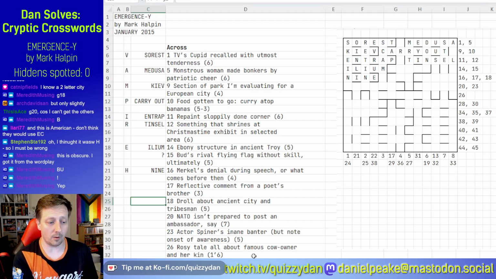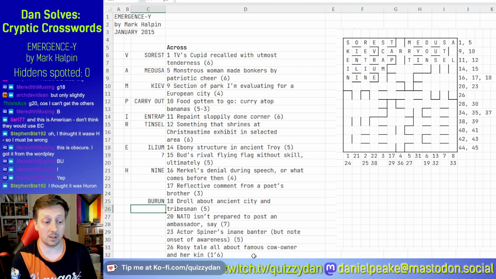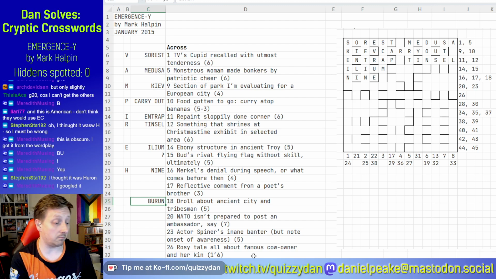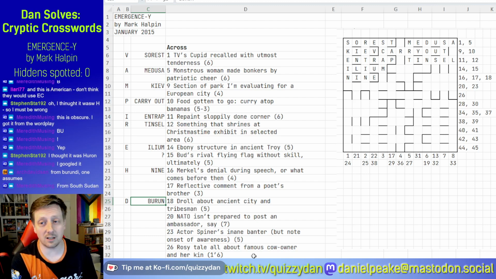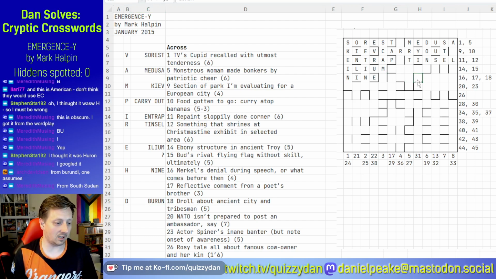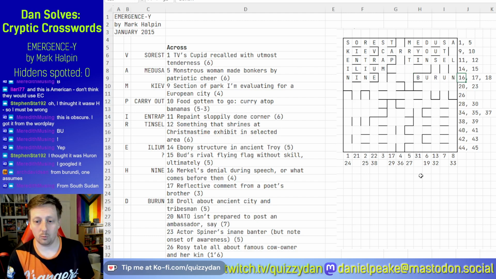So bun is a roll. UR is the ancient city. Put in bun for a burren, and that is a tribesman. Well, there we go. Now hun for doll could work. I think it is going to be burren, but we will technically find out a little bit more when we do the dance.